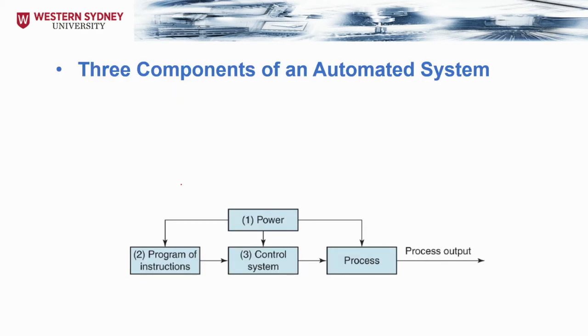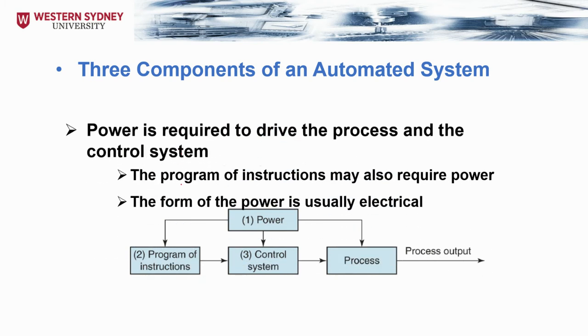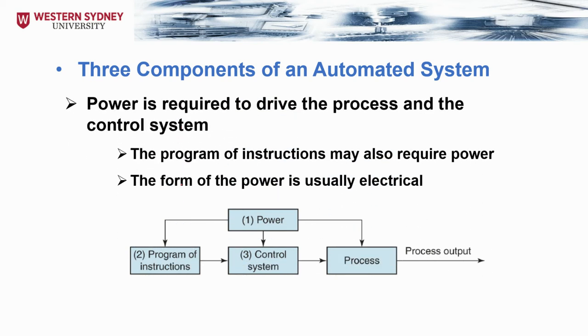The components of the automated system are mainly three parts. First, the power, which is required to drive the process and the control system. Also, we need a program of instruction, which is something like the G code that we learned how to write, and we need a control system to run the process. And thus, we're going to have the process output.